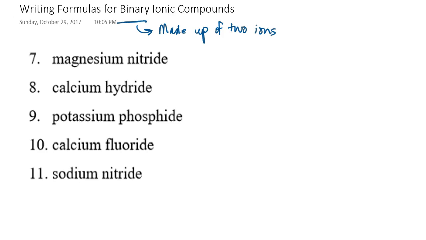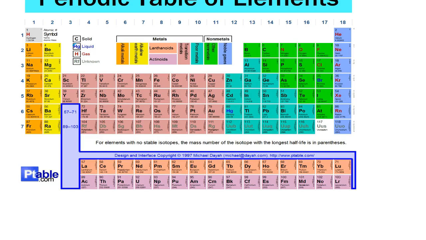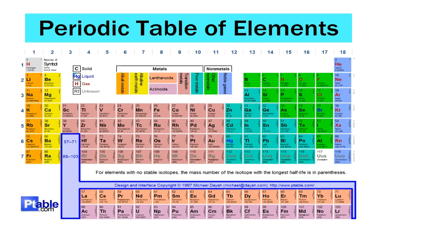So take, for example, this first compound here, magnesium nitride. Okay, so if you recall from the last tutorial, if I'm going to write out the formula for the magnesium ion, then I should find it in the periodic table. Okay, there's magnesium, and I should locate its nearest noble gas. Now, its nearest noble gas is neon.